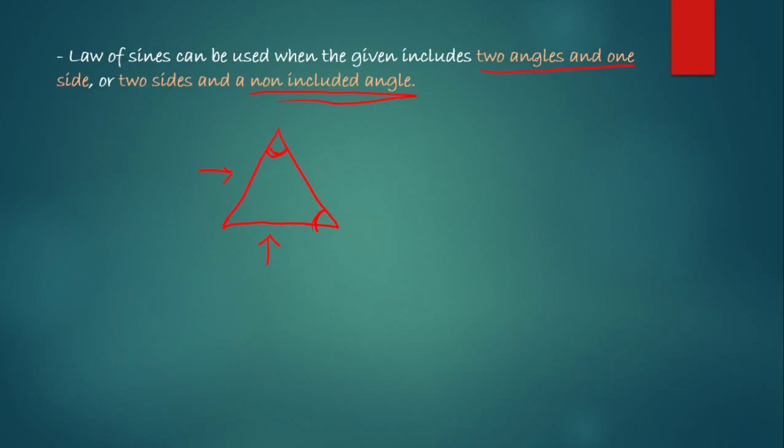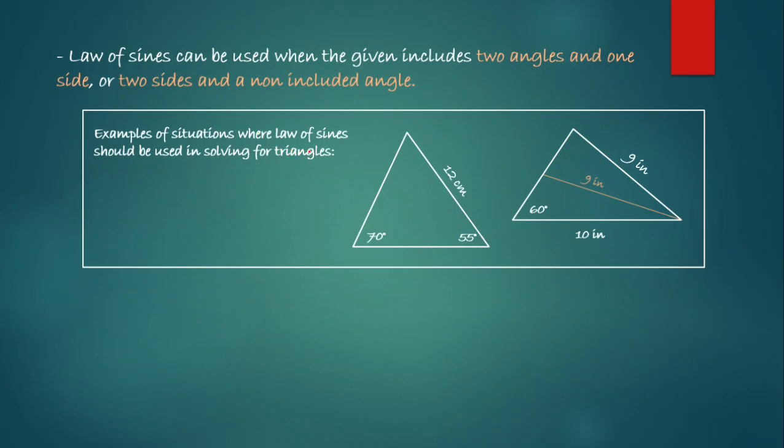Two angles and one side can also be used as the given in law of sines. It can be this angle or this angle and this side given. Here are examples of situations where law of sines should be used in solving for triangles. This case is the two angles and one side. And this case is the non-included angle and the two sides.